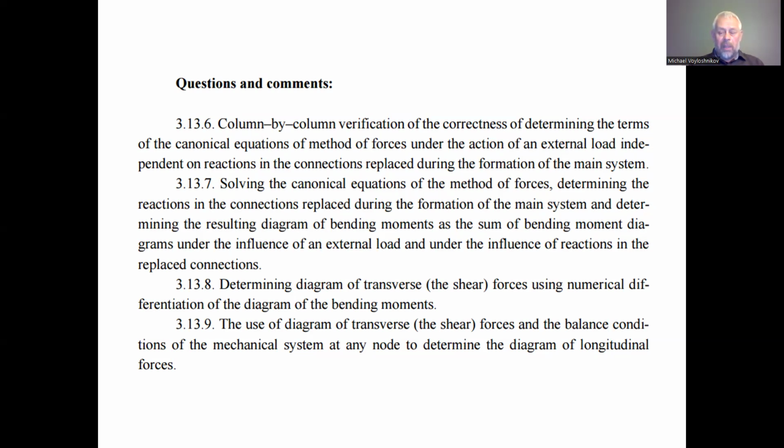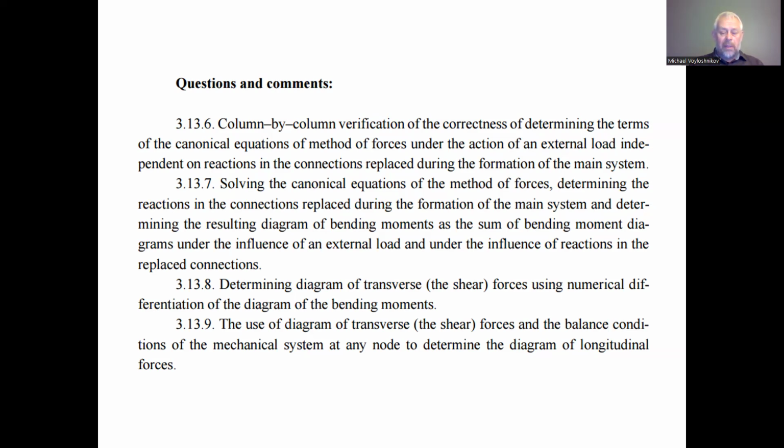For example, for a linear diagram of the shearing forces, this is a very convenient and easy way to find the magnitudes. We use the diagram of transverse shear forces and the balance conditions of the mechanical system at any node to determine the diagram of longitudinal forces. To determine the diagram of the longitudinal forces, if we have no distributed longitudinal forces, we usually have to cut off the nodes of the mechanical system and consider the balance of the nodes and the action of concentrated forces that may be in the nodes, but actually we have transverse forces in the nodes. After using the balance equation, we have the longitudinal forces as well.